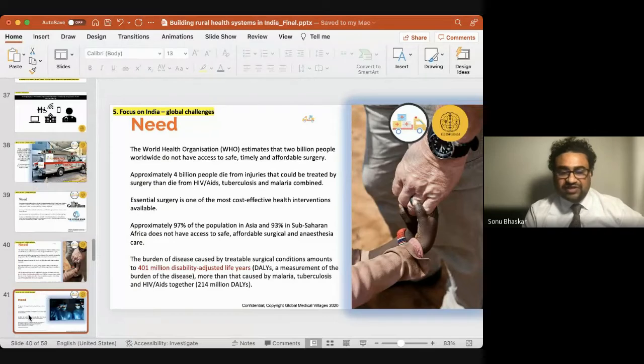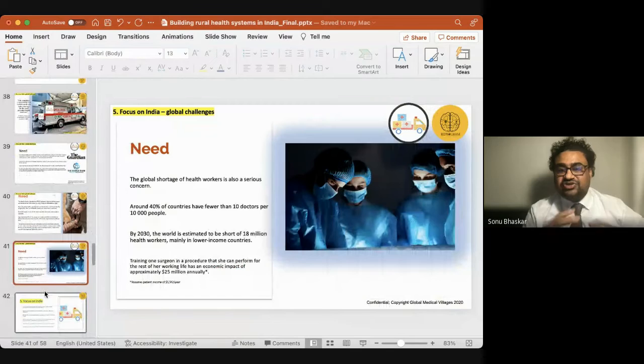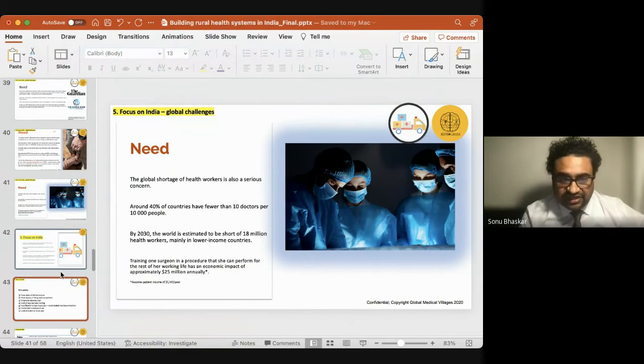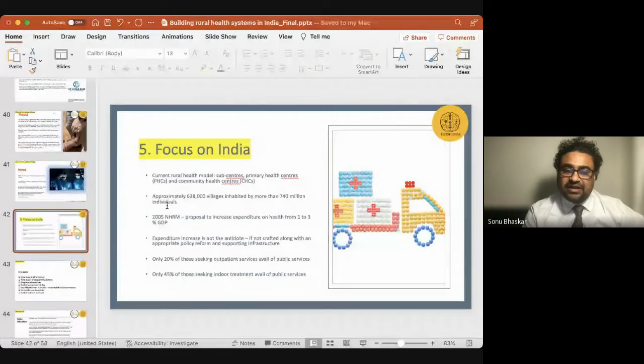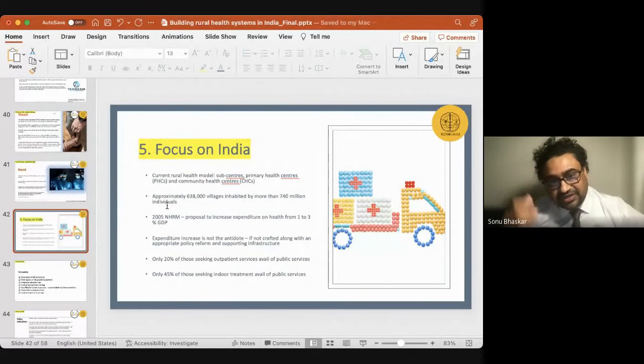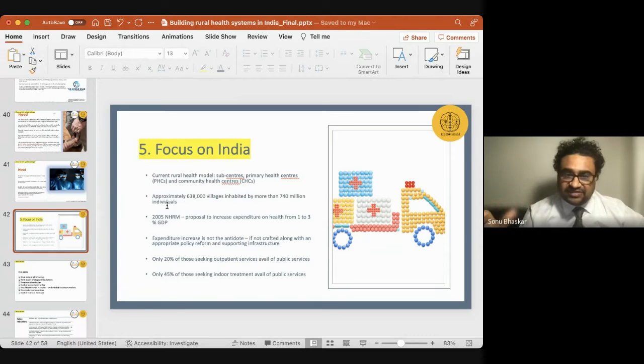So how do we counter that? What is the need, and what are the possible solutions that we can use to address this huge gap of healthcare workers, which is a huge problem in the developing world? Our solution, and this is where I would like to really focus on the Indian perspective. In India right now, as you all know, there is a layered structure of how we deliver rural health. We've got sub-centers, primary health centers and community health centers. And this gap between the tertiary care hospital and the patients is in itself a huge challenge.